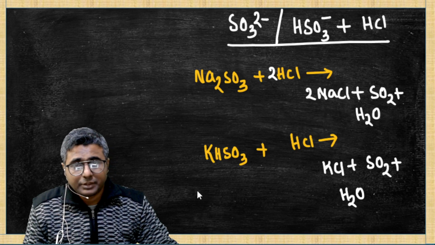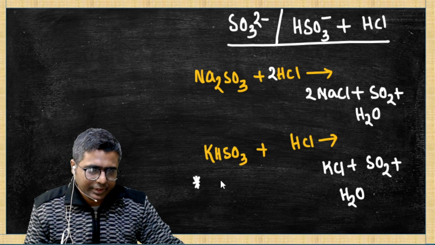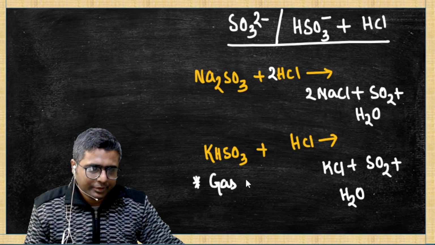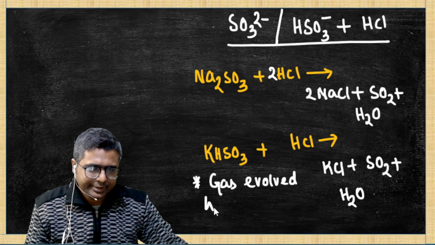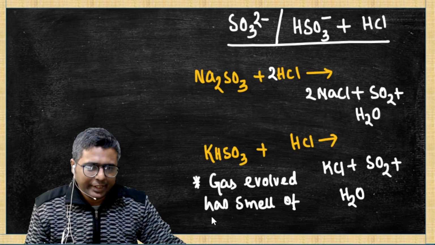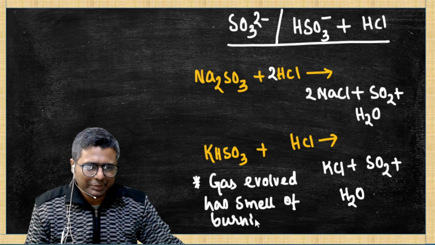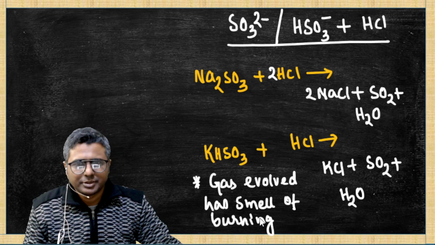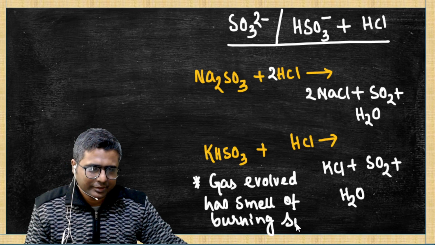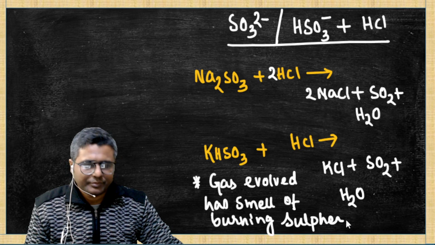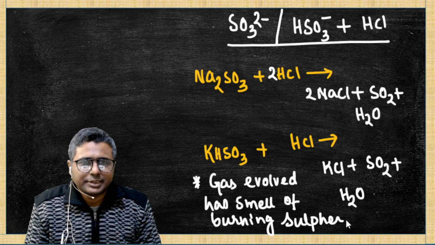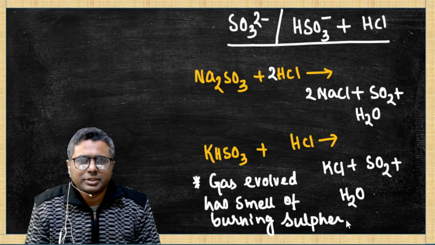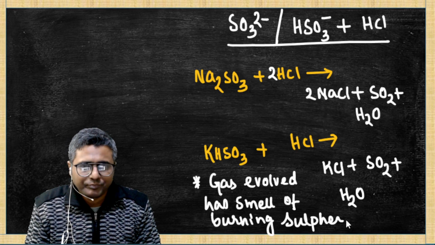Now here the observation will be, again, gas evolved has smell of burning sulfur. So this smell is like the matchstick burning smell, nothing else, burning sulfur. Okay. So this is how sulfite and bisulfite react with dilute acids. So any dilute acid is going to react with sulfite and bisulfite likewise.